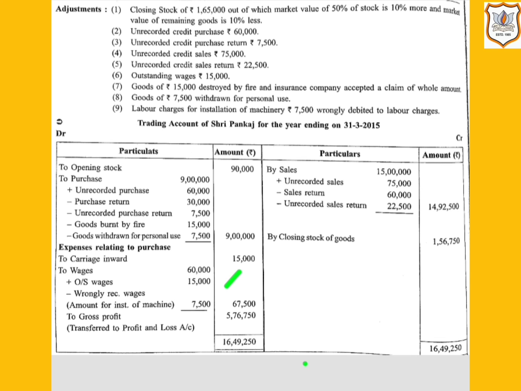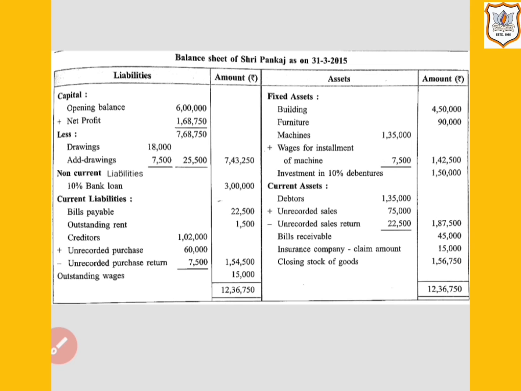Now its second effect will be on the liability side of the balance sheet, to show a true and fair view of the balance sheet. Hope it is easy for you to understand. Here it is, outstanding wages, amount is rupees 15,000. Now let us see the next adjustment, seventh number.